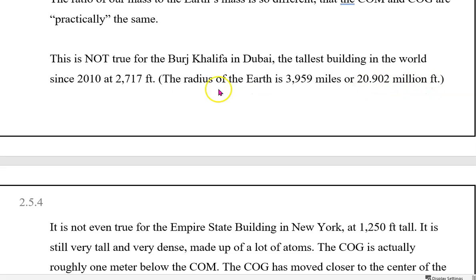Now you may think, yeah, okay, 2,700 feet is not much compared to 20.9 million. No, it's not, but it's still a significant proportion, and because of that, the gravitational effect at the bottom of this tall building is stronger than the gravitational field at the top.